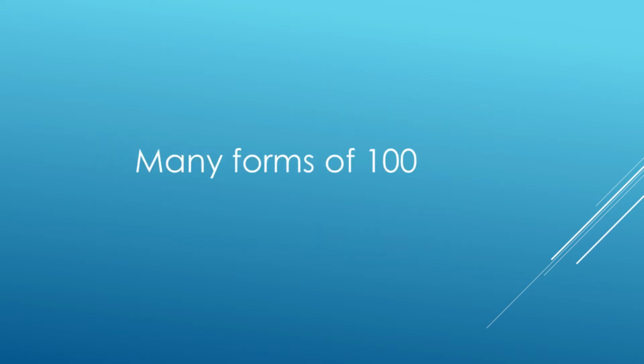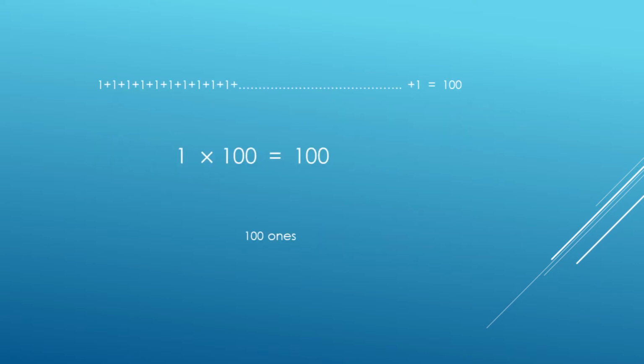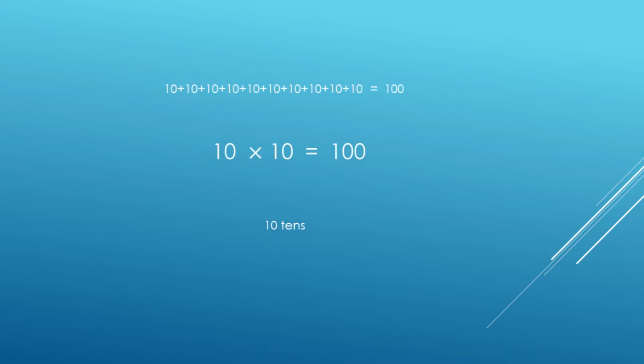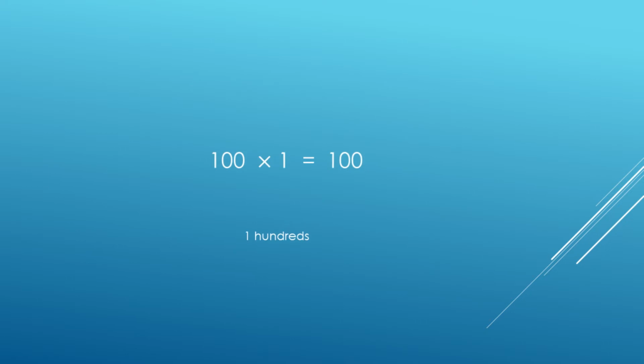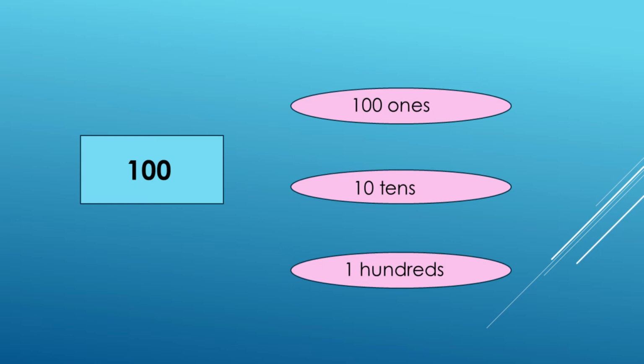Many forms of 100. If we add 1 a hundred times, we get 100. That means there are 100 ones in 100. If we add 10 ten times, we get 100. That means there are 10 tens in 100 and in 100 there is only 1 hundred. So we can say that many forms of hundred are 100 ones, 10 tens, and 1 hundred.